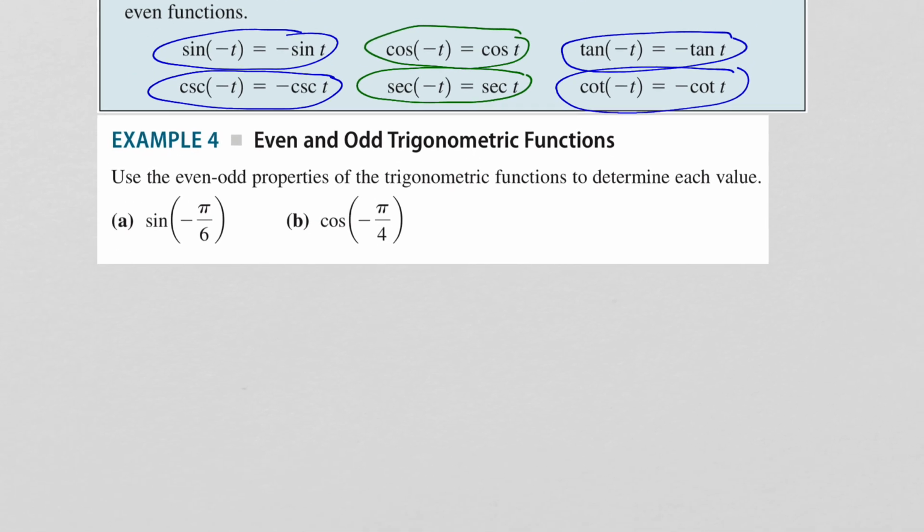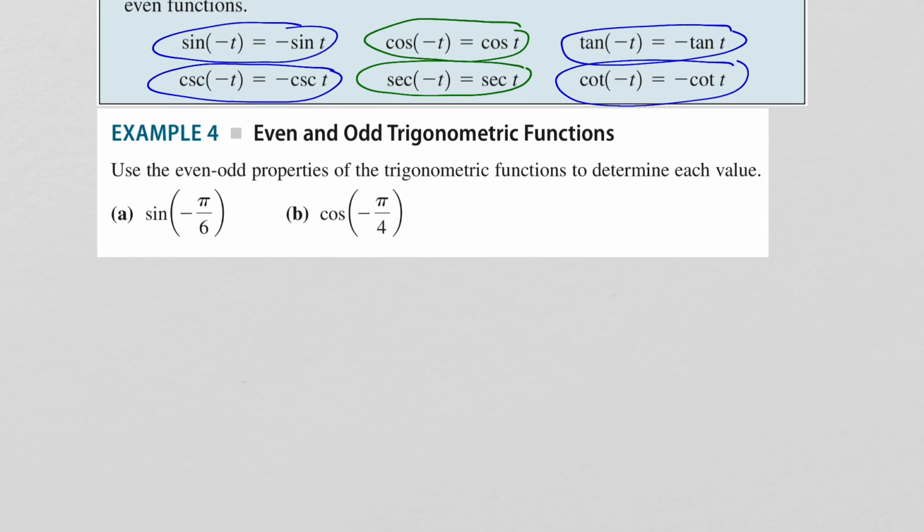So, for example, if I want to find the sine of negative pi over 6, and I don't feel like dealing with negative pi over 6, because negative angles are not as easy to think about, what I can do is just remember that sine is an odd function. Therefore, this is equal to negative sine of positive pi over 6. And then we just have to know, well, what is the sine of pi over 6? Well, it is 1/2, right? But then we have to make sure that we make it negative after that.